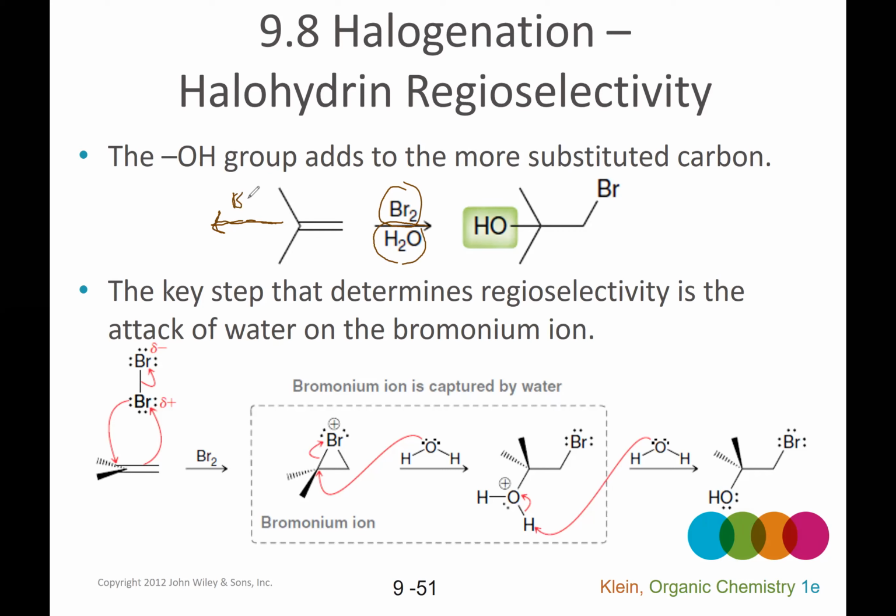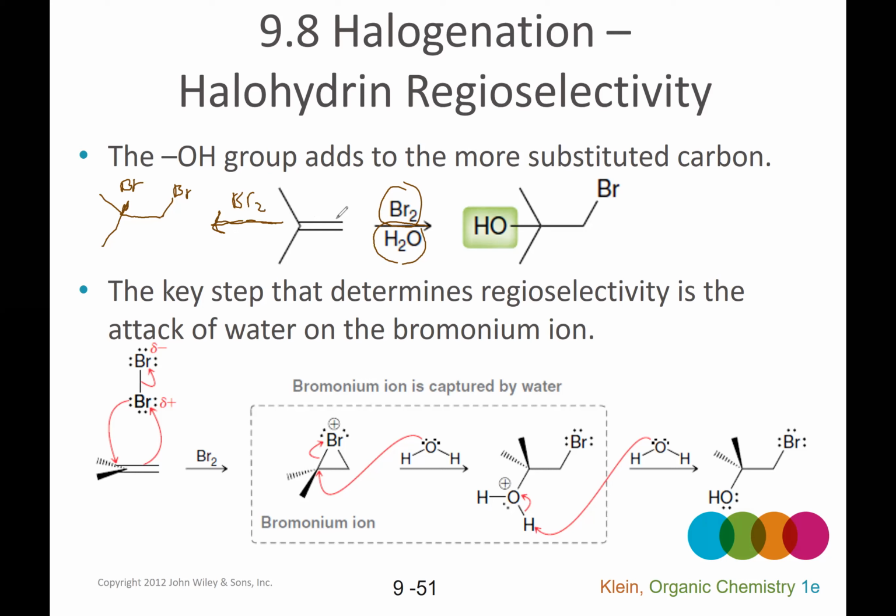So when you just have bromine, then what happens, of course, the pi bond breaks and we get two new sigma bonds to two bromine atoms, right? You form a dibromide. You can do the same thing with chlorine and form a dichloride. But when you add water, you get a different product.